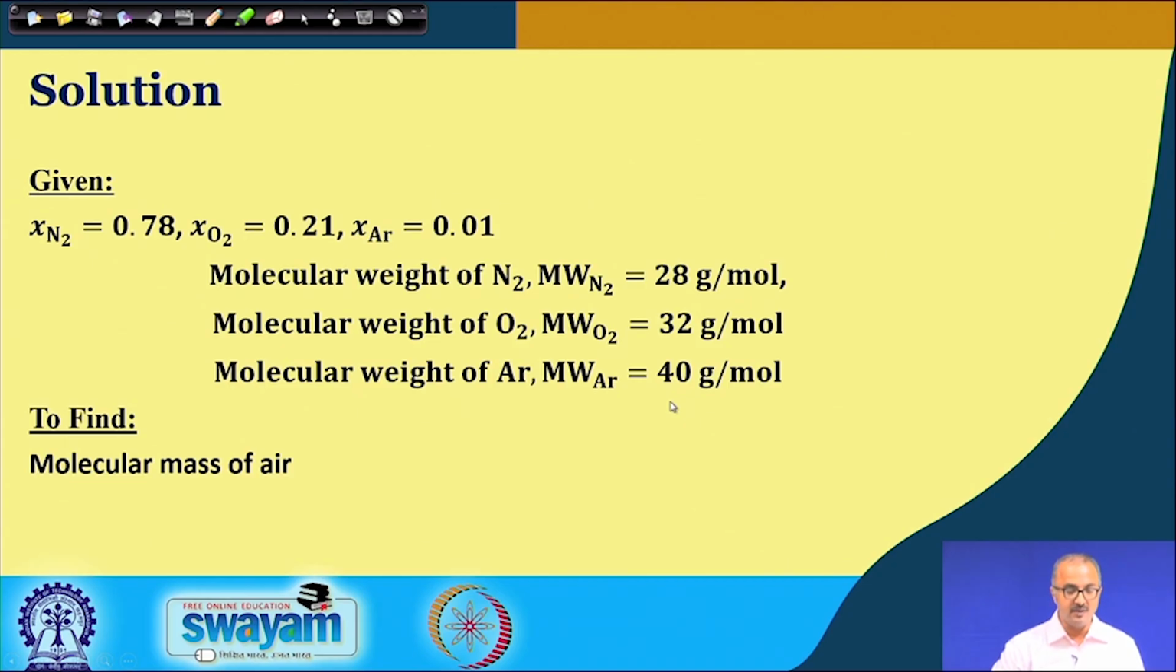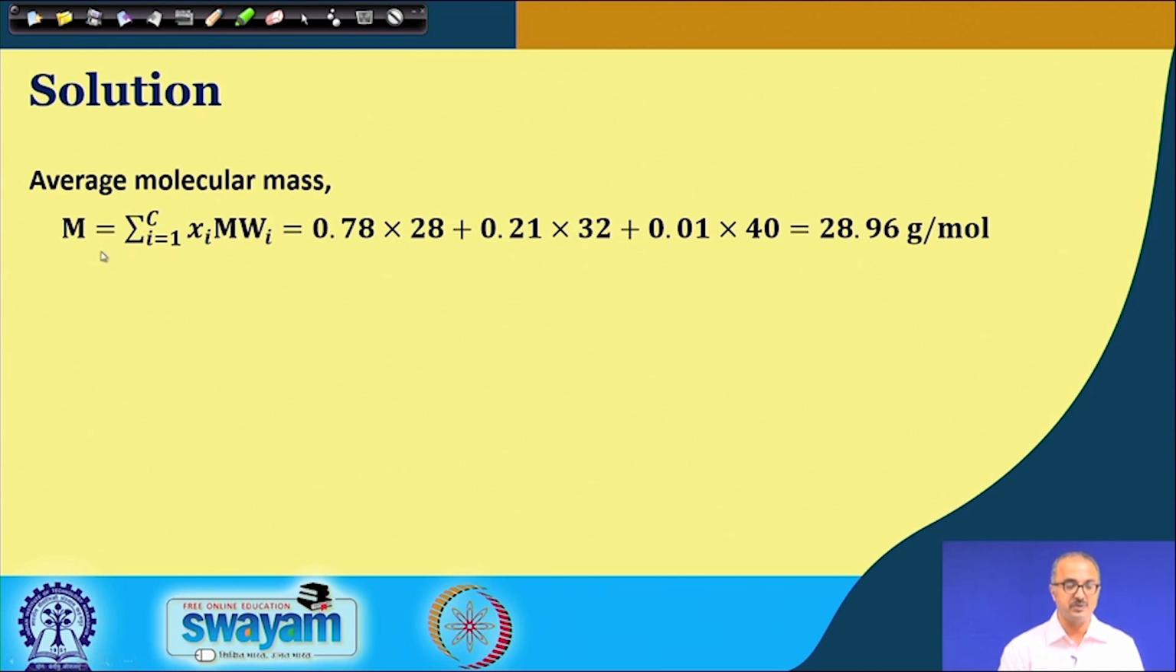Okay. So, after knowing these molecular weights and the mole fractions, we use the formula we learnt earlier: we take the summation of the product of the mole fraction and the molecular weight of each of the components. So, 0.78 into 28 plus 0.21 into 32 plus 0.01 into 40, and when we do this addition we get 28.96, that means about 29. This is a value which we often use to represent the molecular weight of air as 29 gram per mole.